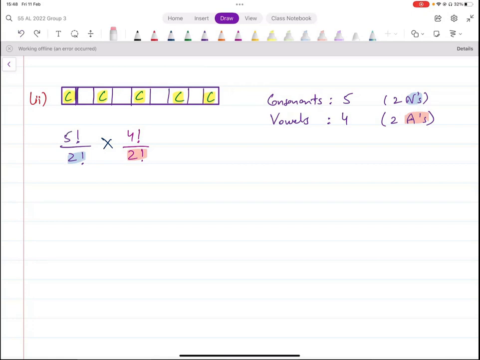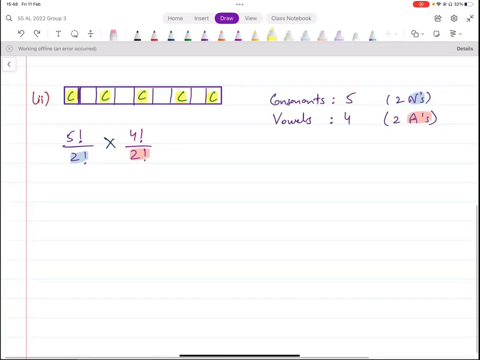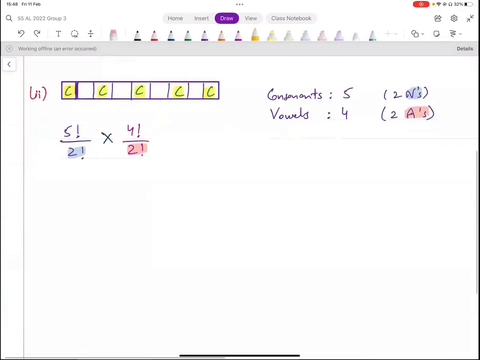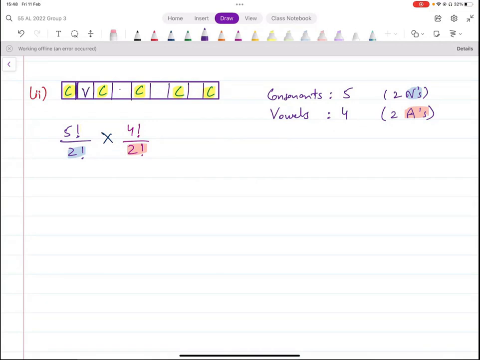5 factorial हम क्यों यहाँ पे use कर रहे हैं? We're using 5 factorial because the positions for consonants are fixed. They cannot move from there. Does that make sense? And similarly, for vowels as well, we have one vowel here, another here, another here, another here. Their positions are also fixed. They cannot change. तो इनके पास चार ही options हैं. तो यहाँ पे 4 possibilities and then 3 possibilities and 2 and then 1. So that's where this 4 factorial is coming from.